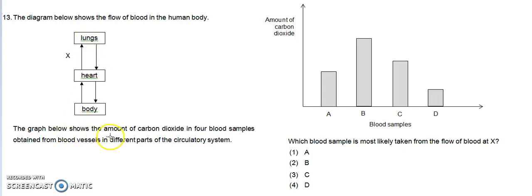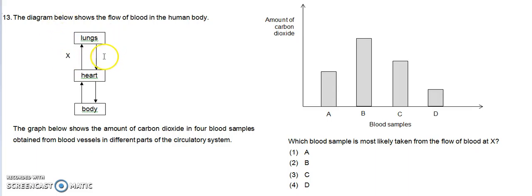Well, the graph below shows the amount of carbon dioxide in 4 blood samples obtained from the blood vessels in different parts of the circulatory system. So if you look at this graph here, it shows that B has the highest amount of carbon dioxide, followed by C, followed by A, and last but not least, D. So which blood sample is mostly taken from the flow of blood at X, which is here?